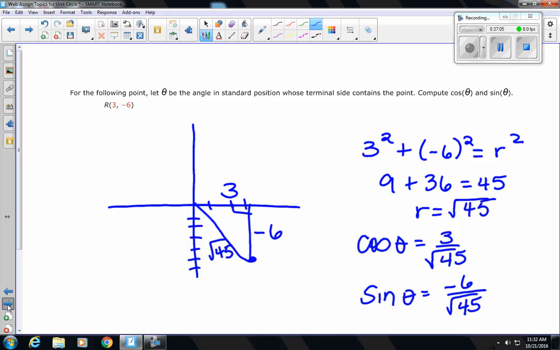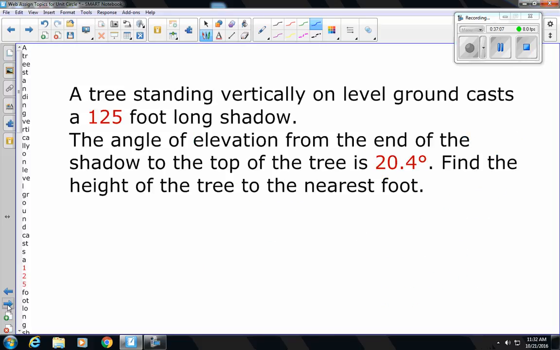Alright? Last question. A tree standing vertically on level ground casts a 125-foot long shadow. The angle of elevation from the end of the shadow to the top of the tree is 20.4 degrees. Find the height of the tree to the nearest foot. So I should draw a triangle. Well, actually, I'm going to draw a tree-ish.